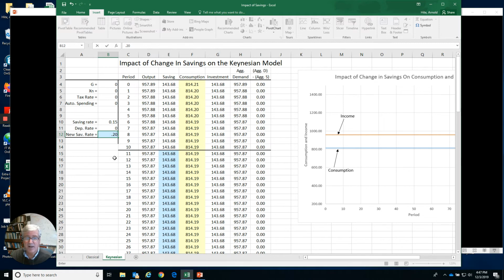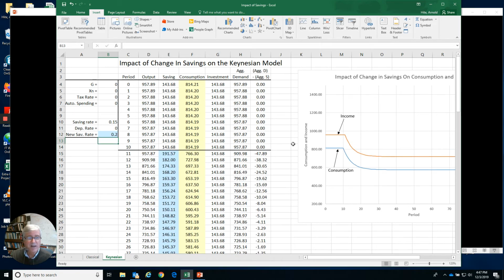So let's see, I'll hit enter, and you can see that what happens is when people save more, income falls, attains a new equilibrium down here, and consumption falls. You can see it right in here. If you notice, from period 10 to period 11, people saved more. You see this? And when they saved more, it made their consumption fall. You see that right there? So consumption, this lower number here, plus investment, which is the same as it was before, leads to less aggregate demand.